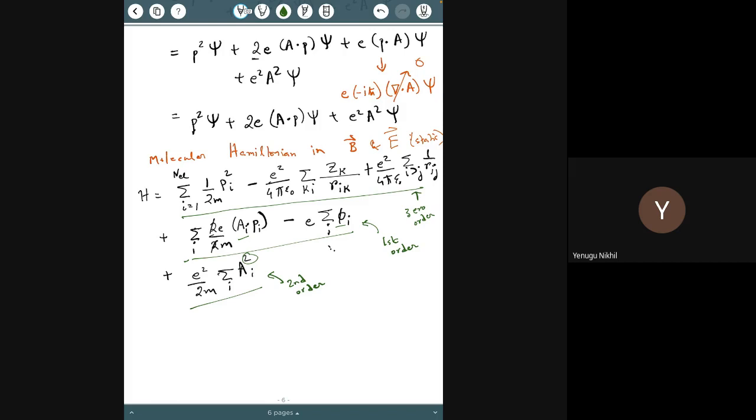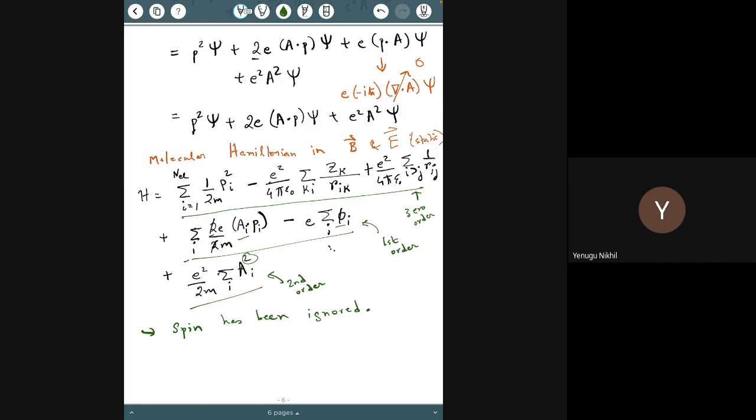Okay. So one thing I have ignored over here is spin. I will talk about this in some subsequent lecture if we have time, and we will introduce spin into the picture as well. But for now, it's enough to do just the orbital effects.